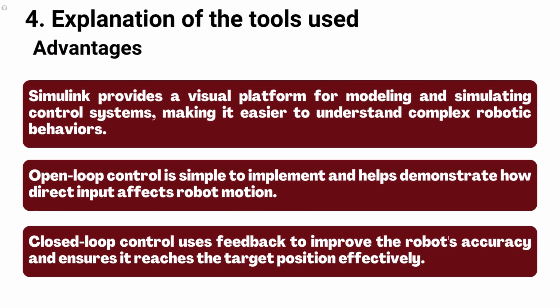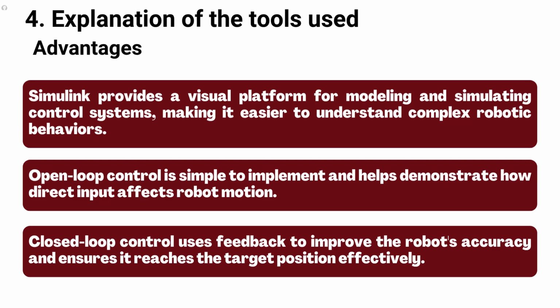MATLAB Simulink is used as the main simulation tool for modeling the robot's control system. This software enables visual block-based programming, allowing dynamic systems to be simulated in a clear and organized manner. An advantage of using Simulink is its ability to quickly simulate control behavior and visualize system outputs without requiring physical hardware. The open-loop control system is modeled using a predefined input command without relying on sensor feedback.